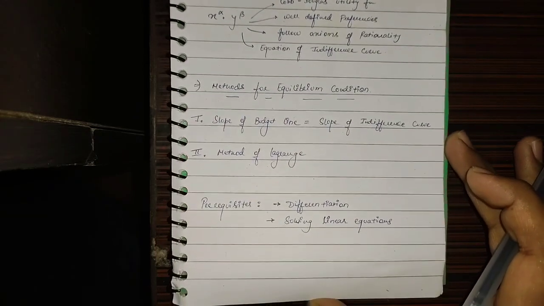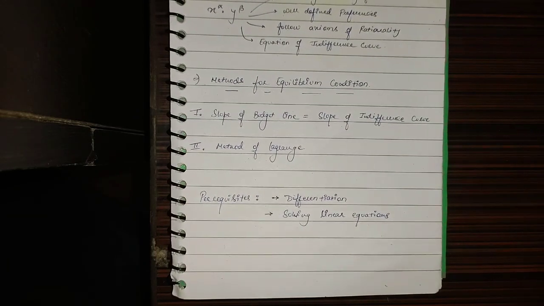There are two methods to get the equilibrium condition. The first is that the slope of the budget line is equal to the slope of the indifference curve, and the second is the method of Lagrange, where we form a Lagrangian function and use differentiation to get the first order conditions. I will explain it further into the video.